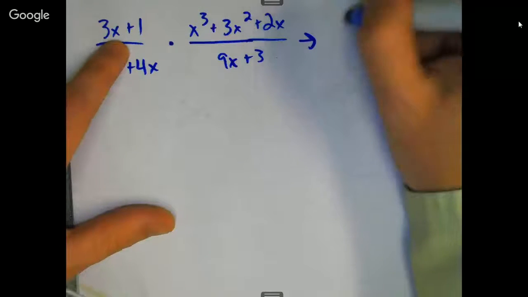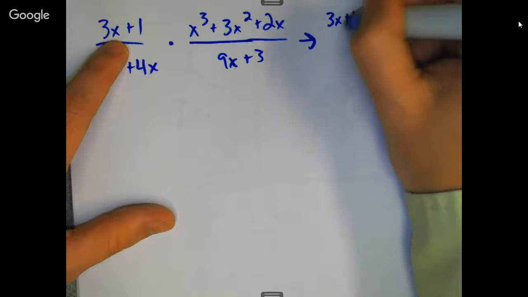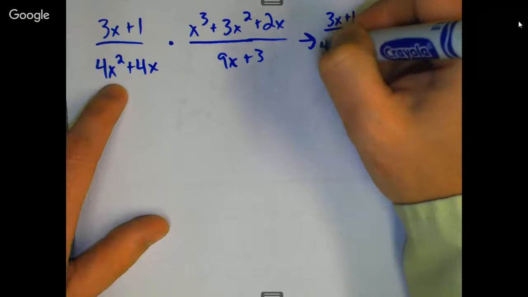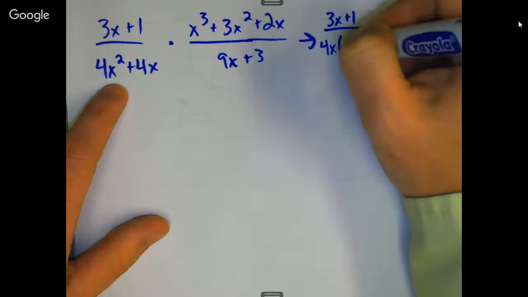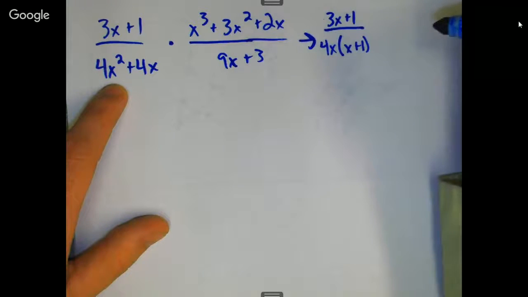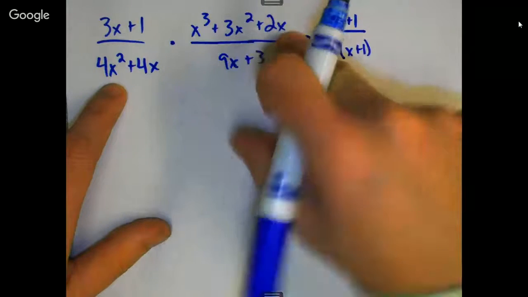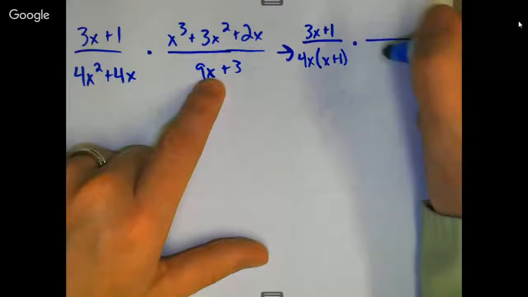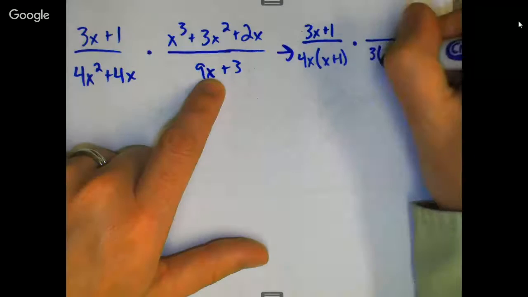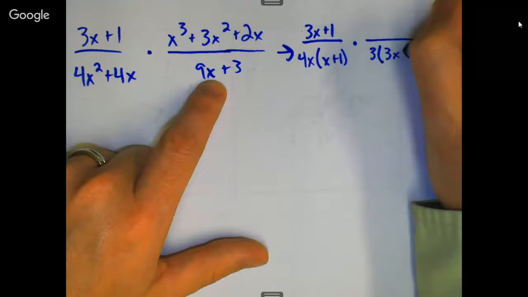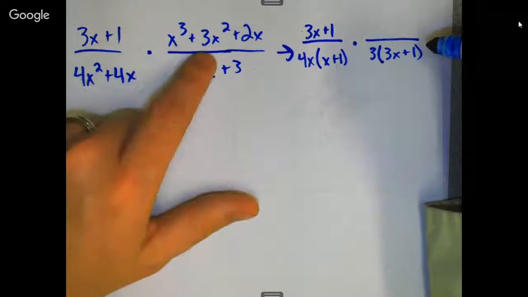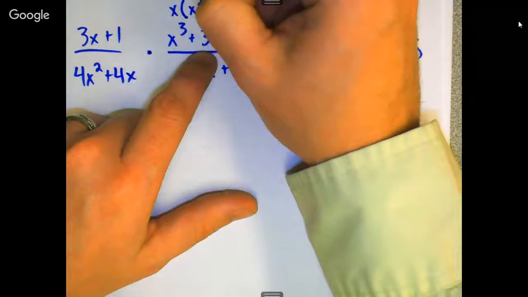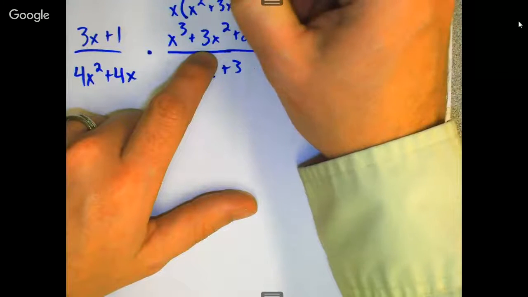So this one is fine. This one has the greatest common factor of 4x, so we'll take that out, and that leaves x plus 1. This one has a greatest common factor, and this one has a greatest common factor. So let's do the bottom first. That's a 3, and I get 3x plus 1. Okay, up here, we're going to go ahead and take that out, so we get x squared plus 3x plus 2.